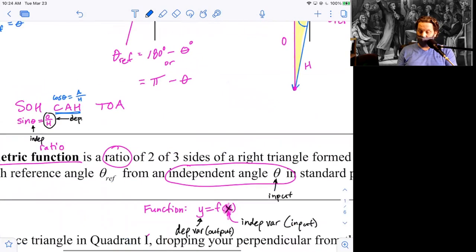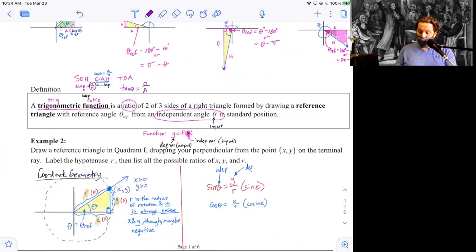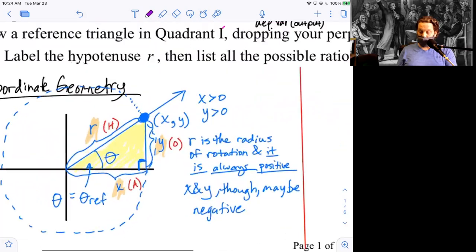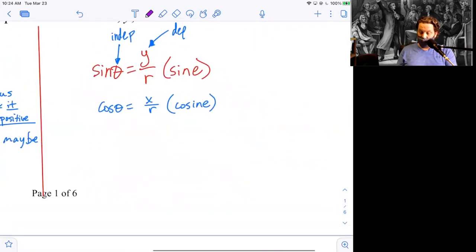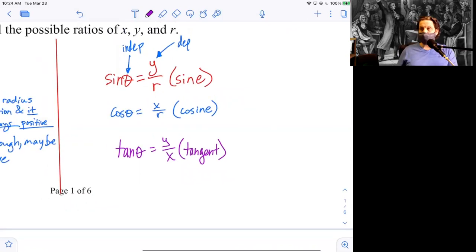And then TOA, the tangent part, meant that tangent of theta was the opposite over the adjacent. And in terms of X, Y, and R, that's what? Opposite over adjacent is Y over X. Yeah. So let's list him down here. Tangent of theta is Y over X. And we abbreviate it TAN of theta, but its full name spelled out is the tangent. So those are your three main ones: sine, cosine, and tangent. SOHCAHTOA. Here's something that helps you remember.